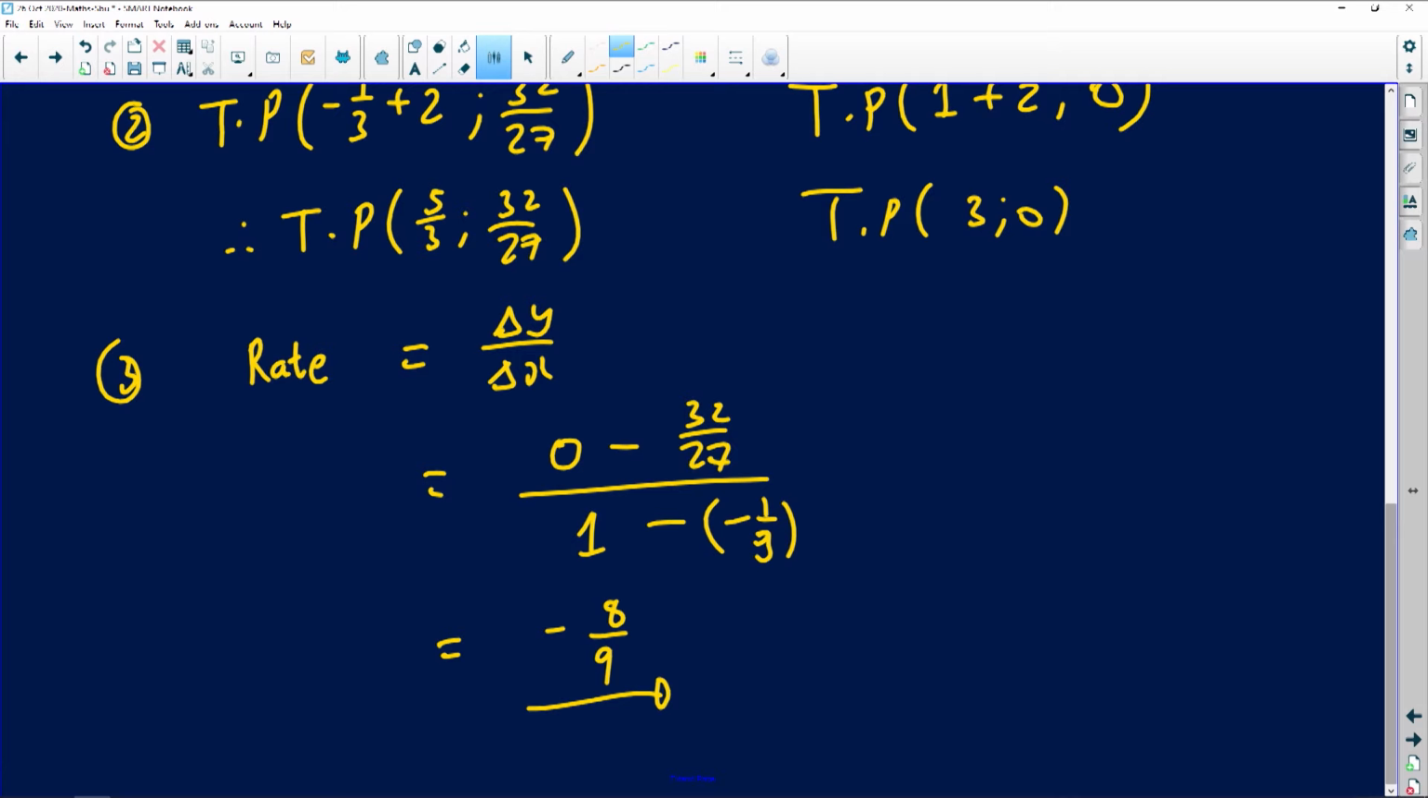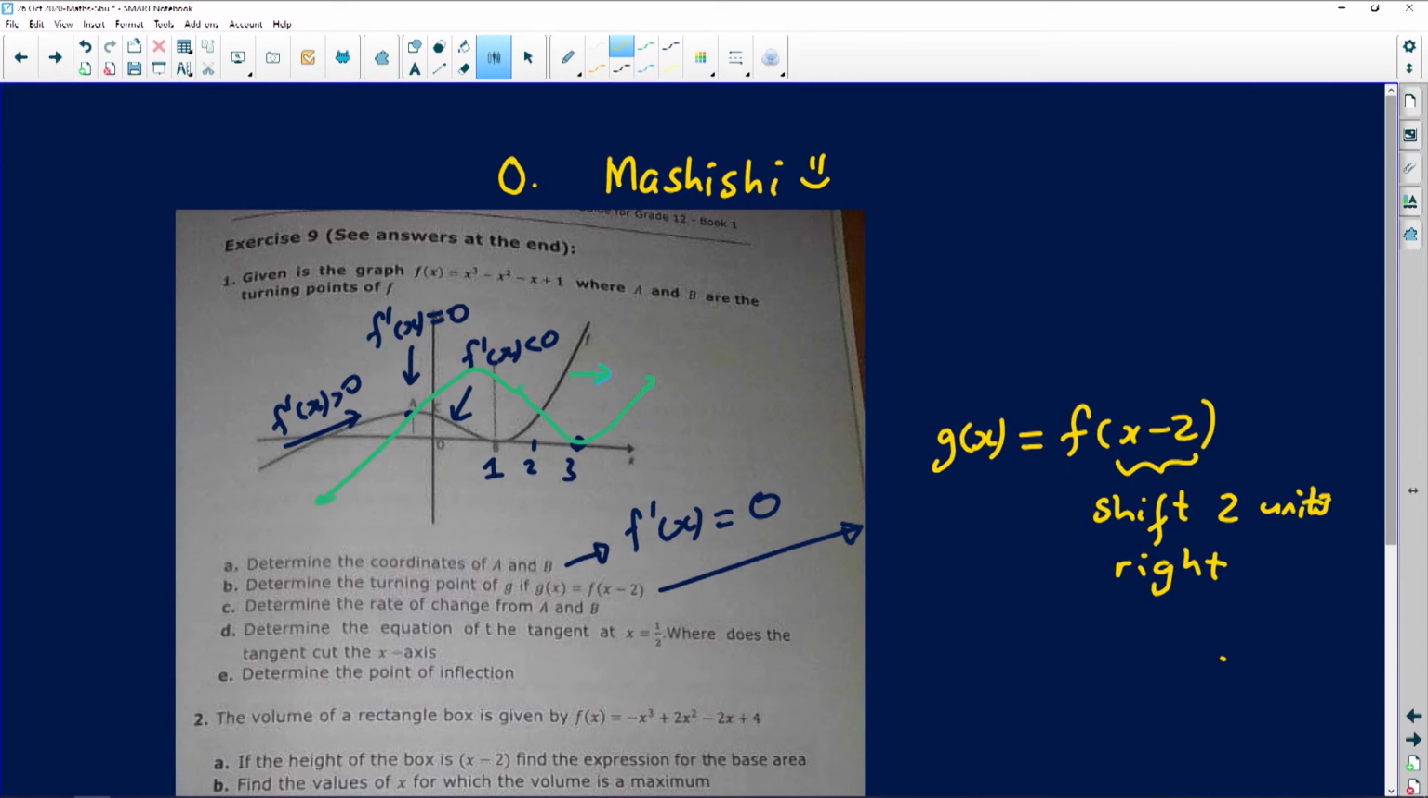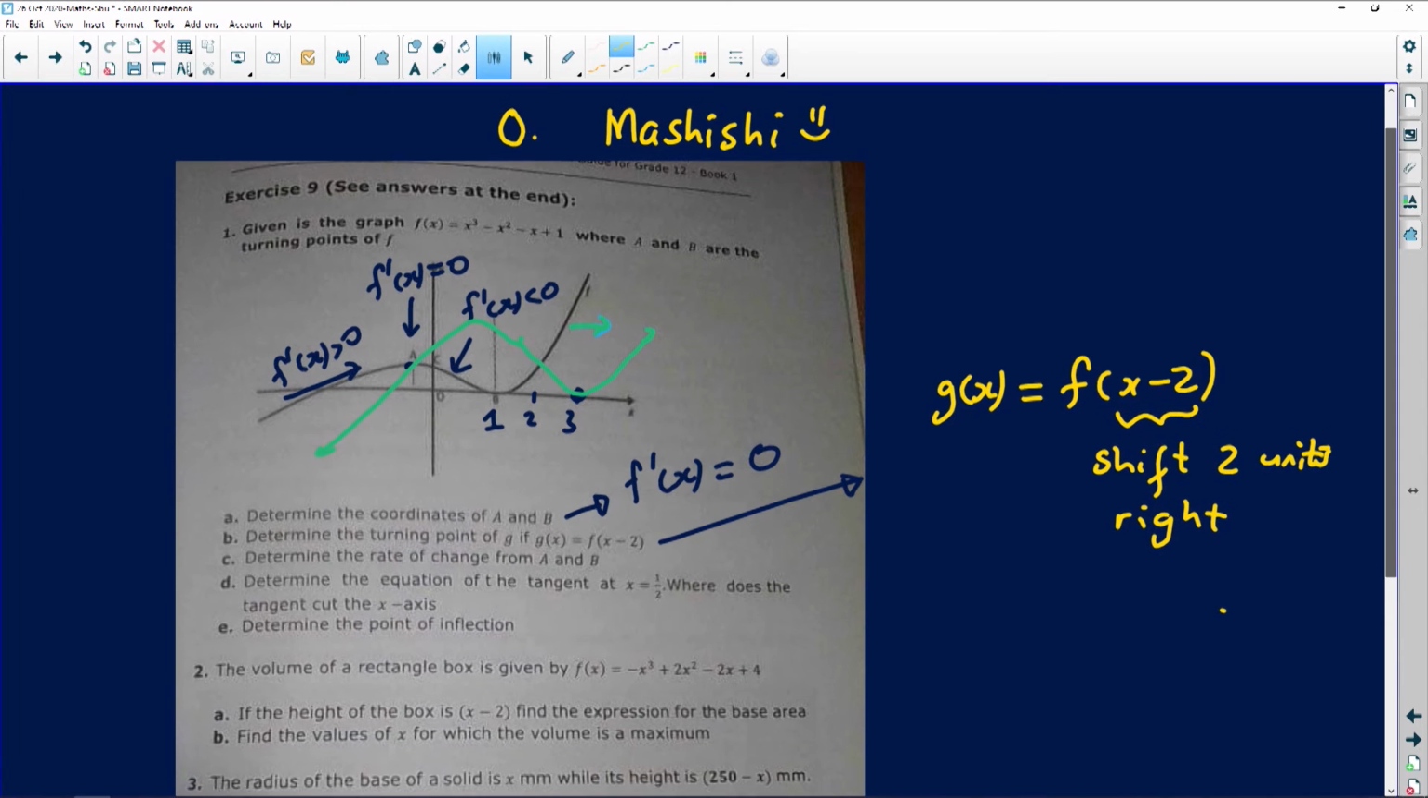Awesome question. All right, so we're going to go to the next one. What's the next question asking? These questions are very nice. They don't change in terms of the concept, but the numbers are going to change all the time. So we are trying to give you ideas of how to work with this. The next question says we need to determine the equation of the tangent at x equals half. Where does the tangent cut the x-axis? So let's discuss the analysis of that.